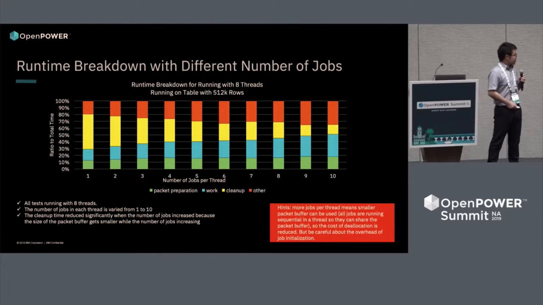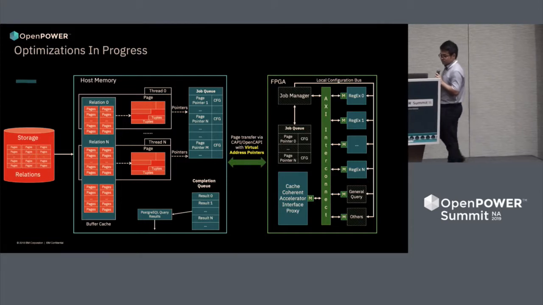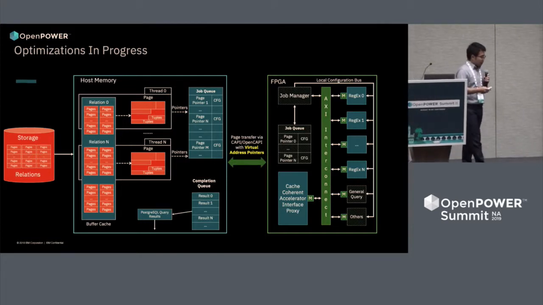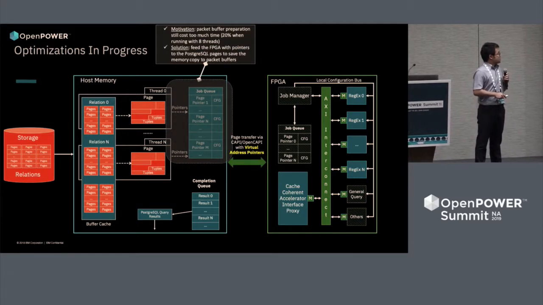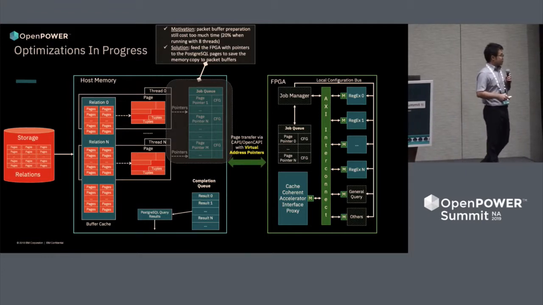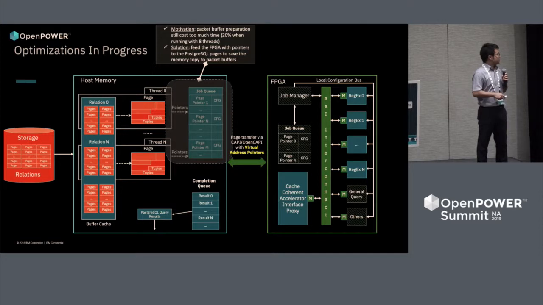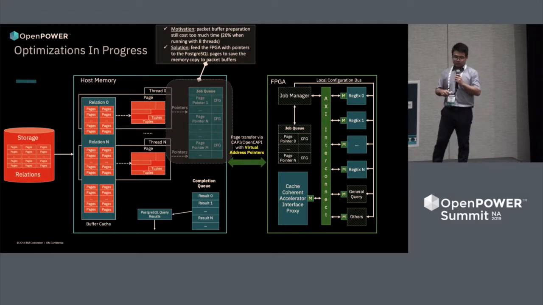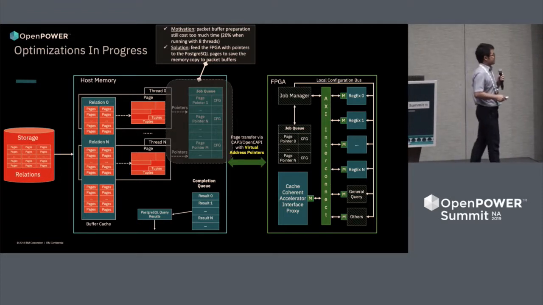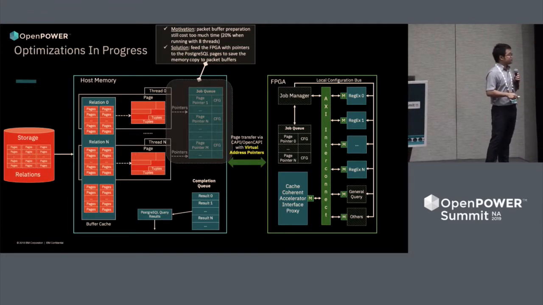So actually, we also have some other work items in progress. For example, we are working on a solution to not use the packet buffer, but to allow the regular expression engine, or any engine on the FPGA, to access the Postgres internal pages directly with the page pointers in virtual address. So this will save the amount of time when you copy the internal data structure to the packet buffer. This is what we can benefit from CAPI and OpenCAPI, but this is still in progress.